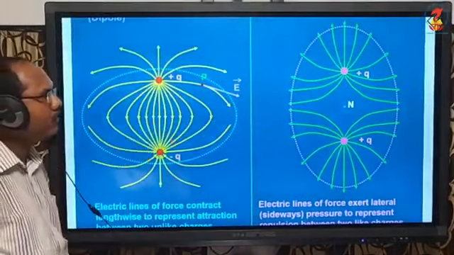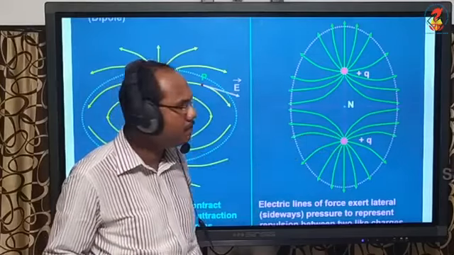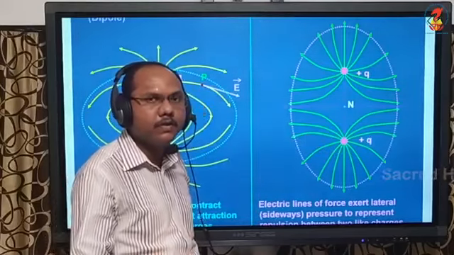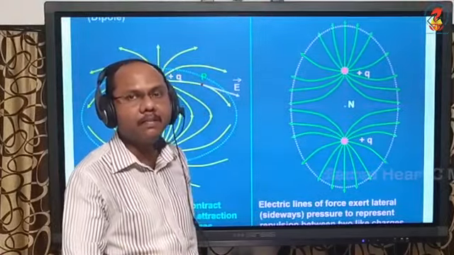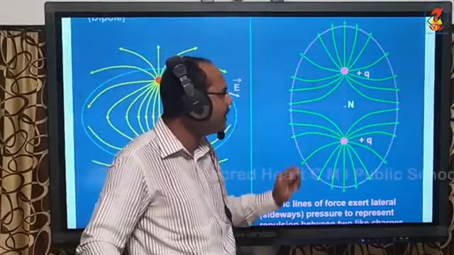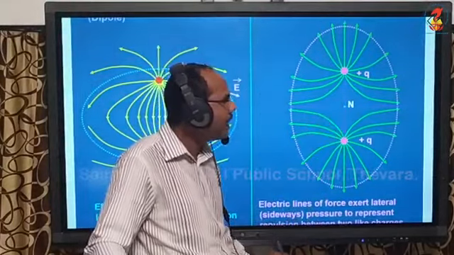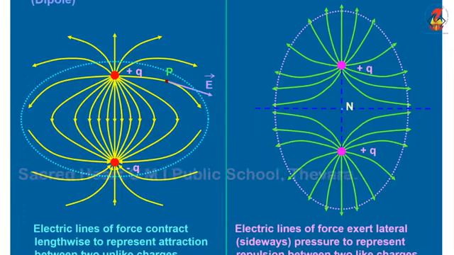Now look at the fourth figure. There you have two like charges, plus Q and plus Q. Like charges will repel, and you can see here the electric field lines are getting repelled. And at the midpoint I have marked N, that N is called null point. That means it is the point where the electric field intensity is 0.